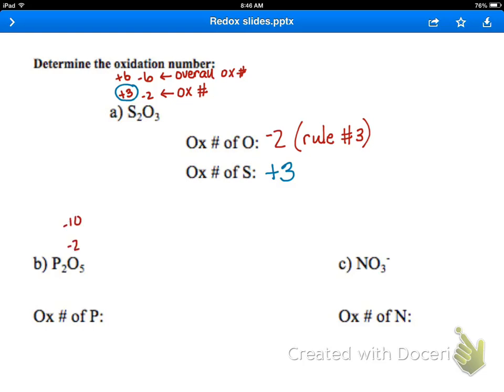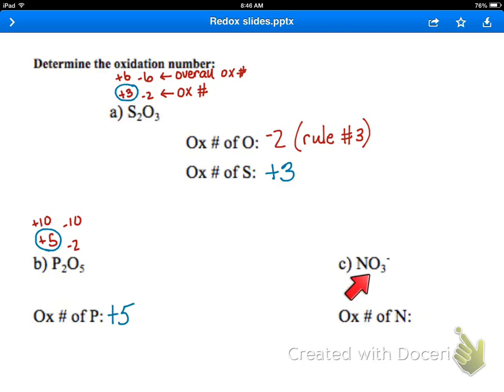Okay, next let's do P2O5. Again, we know oxygen is -2. Then we're going to use oxygen, which adds up to -10, to figure out what the total is for phosphorus. It's +10, so then each phosphorus has to be +5. This is the number for each atom, and that's what the oxidation number of phosphorus is.